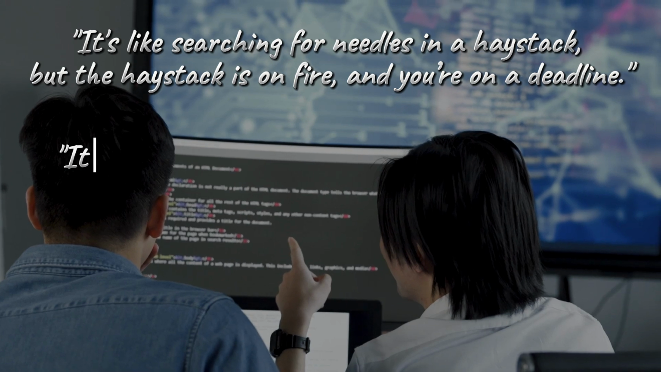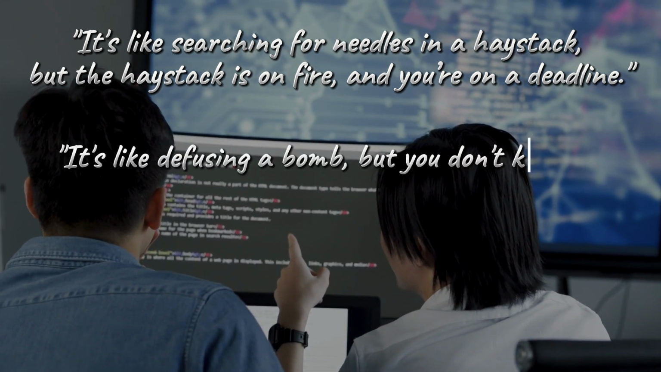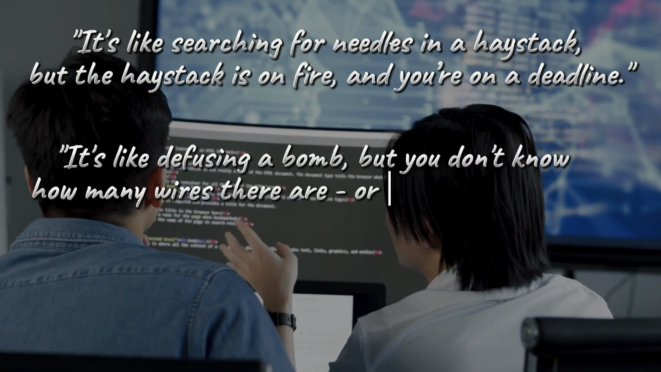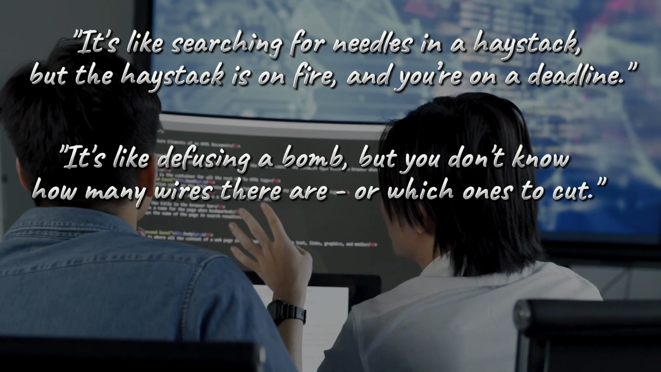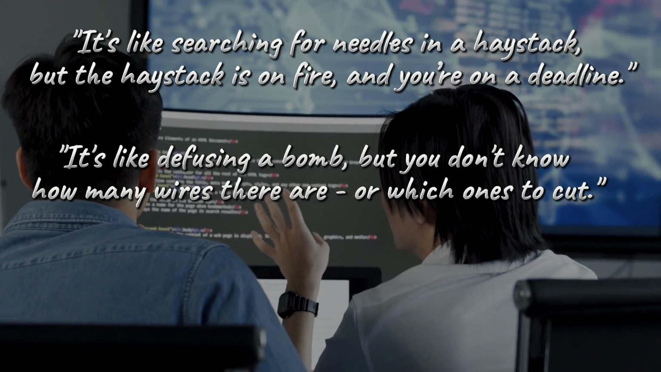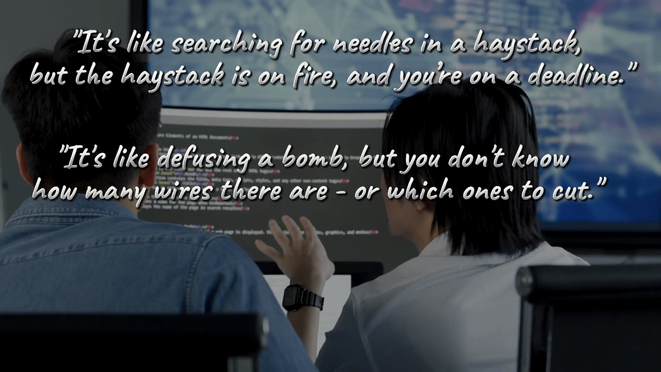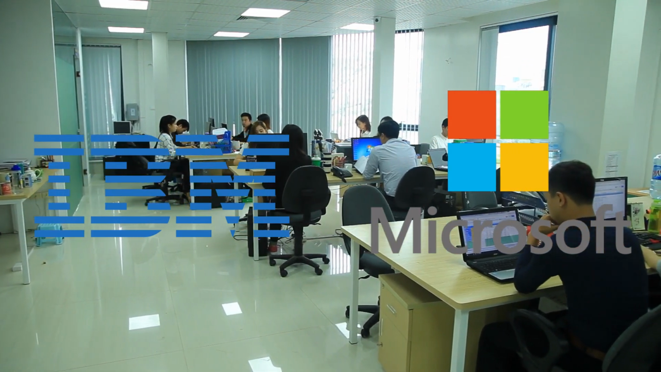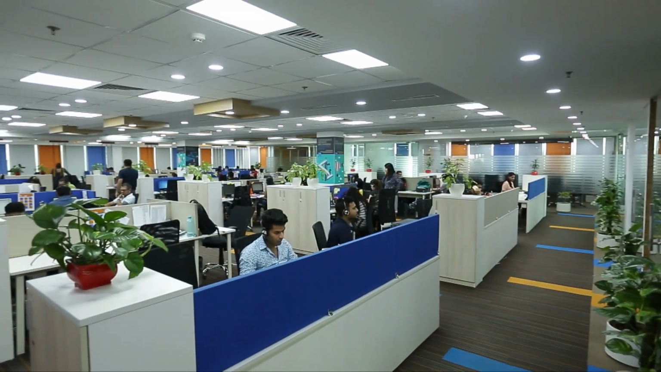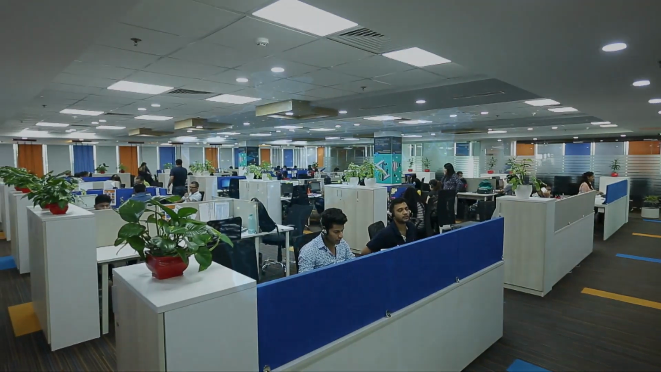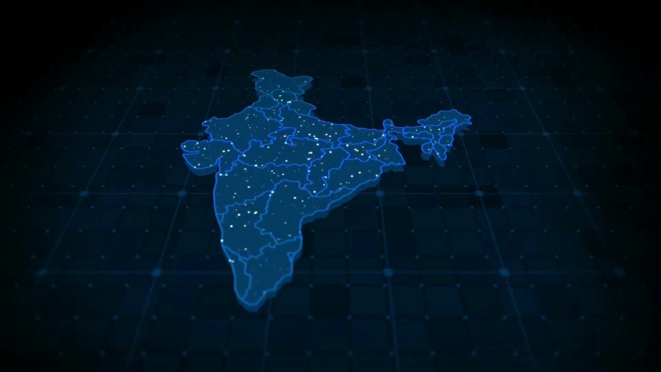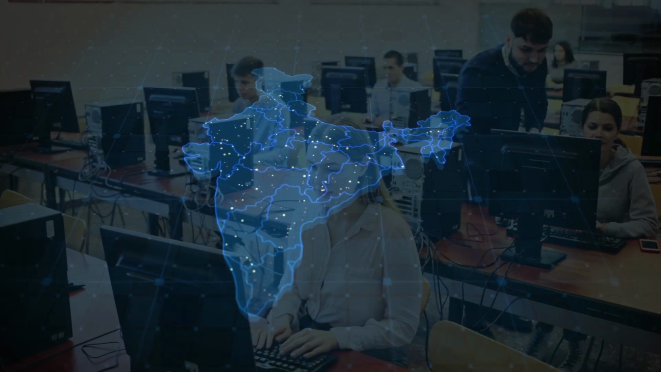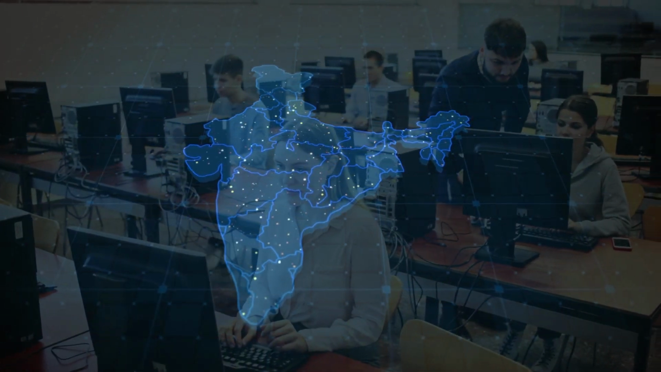Some even said, "It's like defusing a bomb, but you don't know how many wires there are, or which ones to cut." The scale of the effort was staggering. Tech giants like IBM and Microsoft allocated massive resources for Y2K compliance. Banks hired entire teams to audit their systems. Countries like India became key players, with their highly skilled programmers helping to fix global systems.